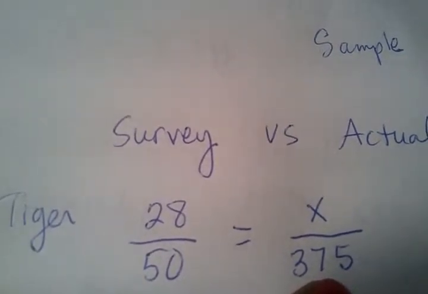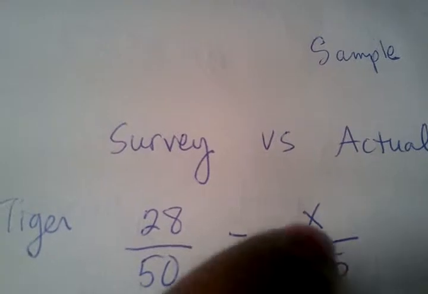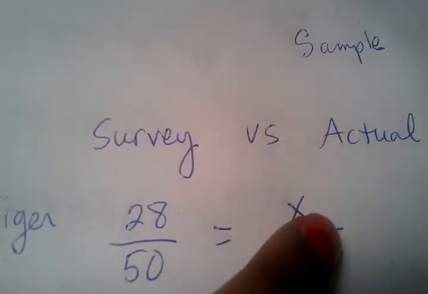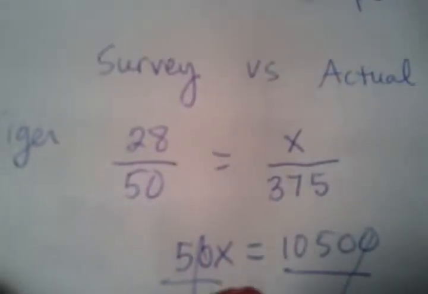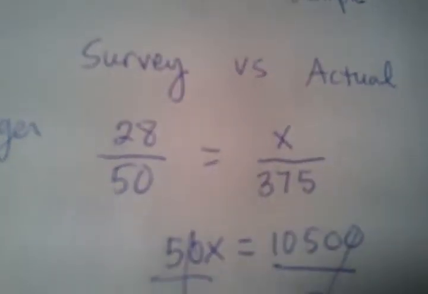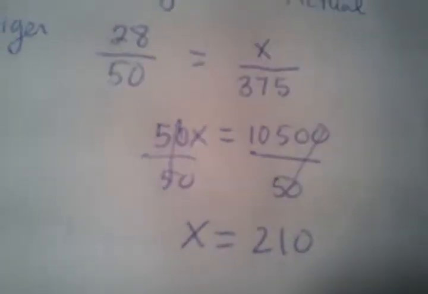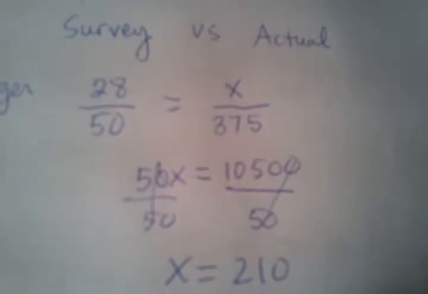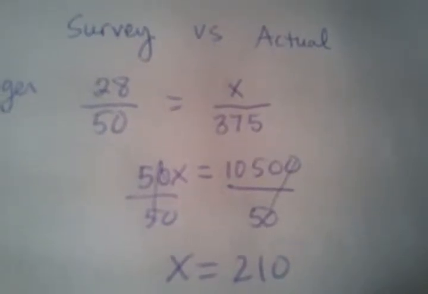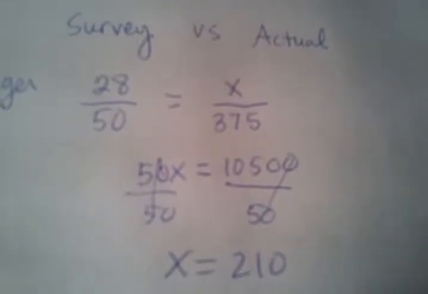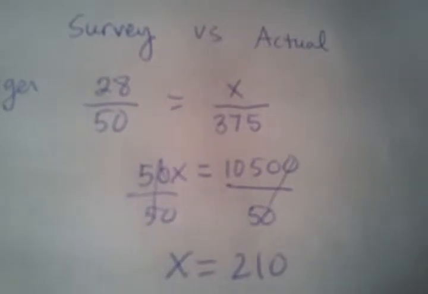So if you remember when we saw proportions, what we did was cross multiply. So this times this is going to give us 10,500. And this times this will give us 50x. So your first part is going to look like this: 50x is equal to 10,500. Divide both sides by 50, and x is going to equal 210. If necessary, pause the video so y'all can get it written down. But what this says is 210 people are predicted to like the tiger based on the 50 people surveyed.